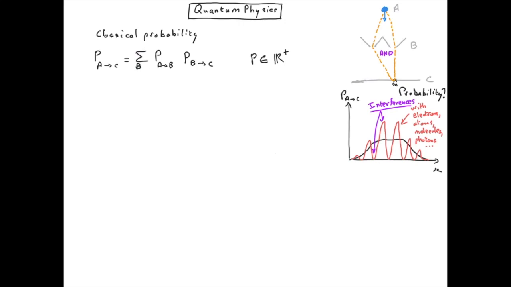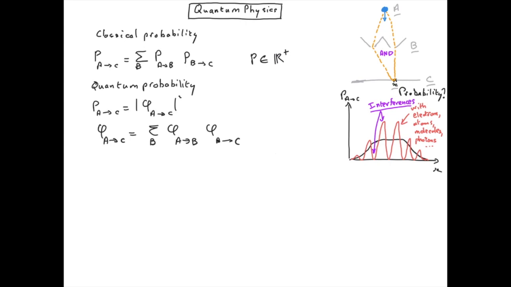So let us come back to the problem of a particle going from A to C via the holes in B. The probability for the particle to end up in some position x in C will be given by the modulus squared of the amplitude of probability to go from A to C. And this amplitude of probability itself is the sum over the amplitude of probability to go via one hole and via the other.